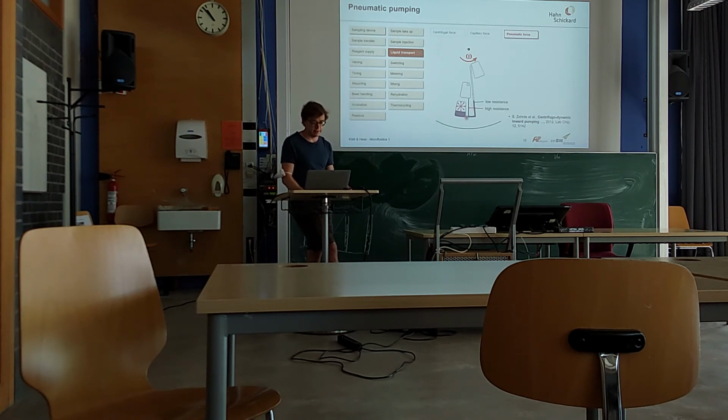So in this design, this channel here has a very high hydraulic resistance by being very small, for example. So having very tiny dimensions for the width and the height. And the other channel has a low resistance. So if you now apply the same pressure on both channels, the flow rate will be much higher in direction of the low hydraulic resistance. And that's what we make use of.